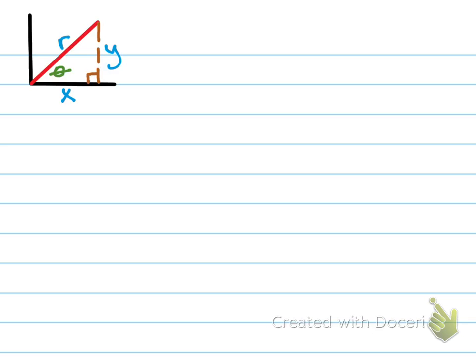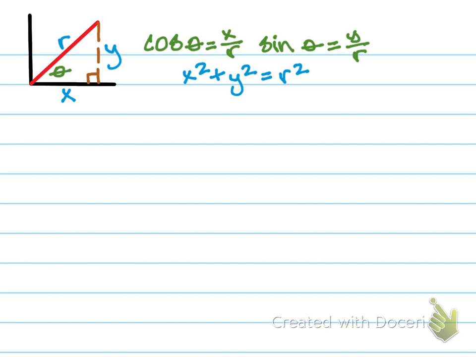So this is a pretty common triangle we're used to seeing with trig. And we know that our trig ratios give us that cosine is x over r and sine is y over r. We also know that using the Pythagorean theorem, we would have x squared plus y squared is r squared.